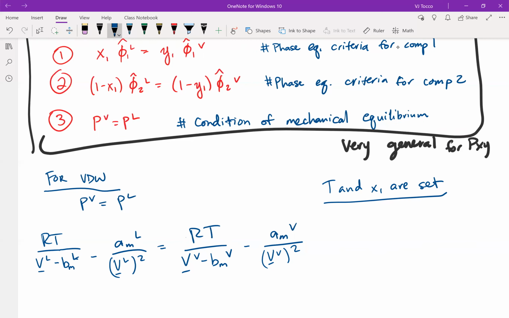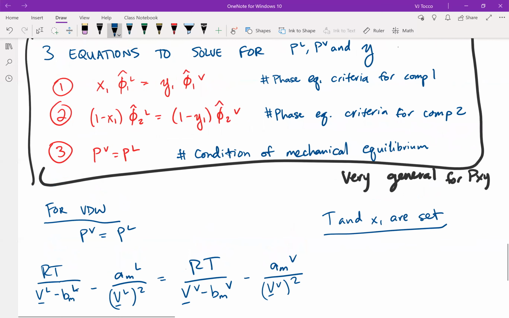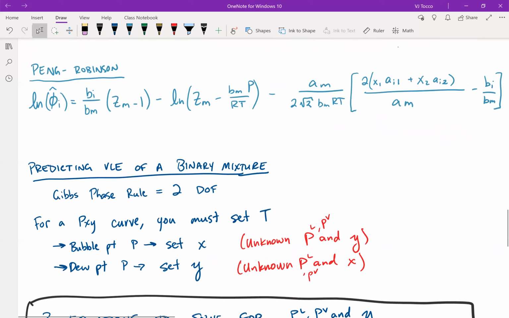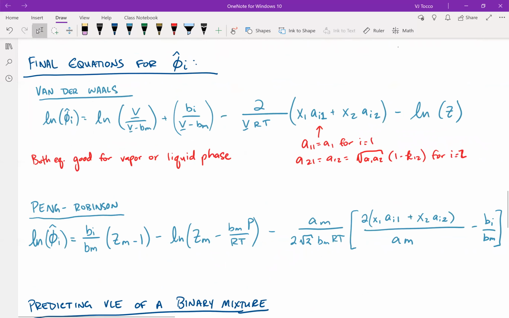What about the fugacity coefficients? To solve for the fugacity coefficients, you would have to plug in the equations that I just wrote up here. So this is the van der Waals mixture fugacity coefficient. I would have to plug this entire thing in. And in this equation, remember, only T and X are set.